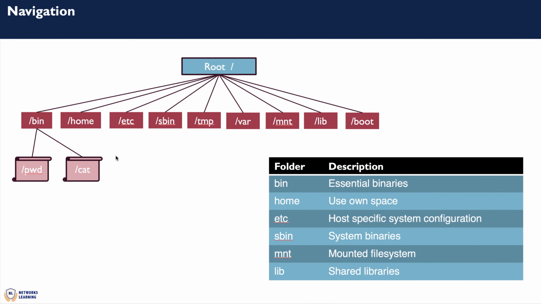So these are some of the folders that you should be familiar with, starting with bin, which is the essential binaries. And then you got your home folder, this is your own space where you will have your scripts and any documents that are related to you. Then you have your etc folder, which is host specific system configuration. Then you have your sbin, which is the system binaries. And then you have your mount folder, which is the mounted file system. And then you have your libraries, your temporary folder and your variables folder. So everything in Linux is actually files and folders.